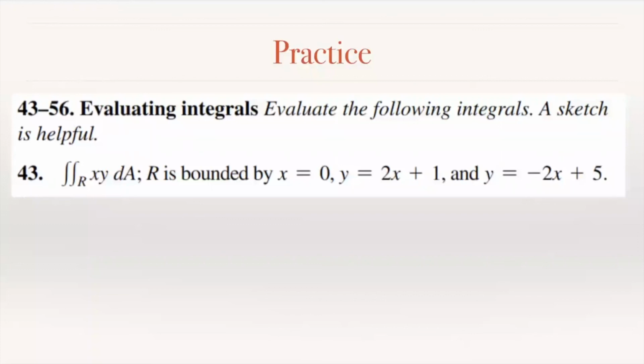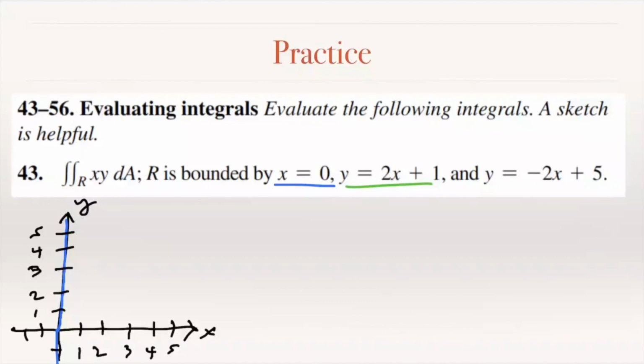Okay, let's conclude with this example. We'll just do the setup. The point of this example is to illustrate that often the book and homework problems will not give you a picture. Instead, they'll give you the bounds, and you'll need to draw the picture. So suppose R is the region bounded by x equals 0, y equals 2x plus 1, and y equals negative 2x plus 5. Okay, so let's draw these curves. x equals 0 is the y-axis, y equals 2x plus 1, that's y-intercept 1 and slope 2. It'll look like that. And y equals negative 2x plus 5, that's y-intercept 5 and slope minus 2.